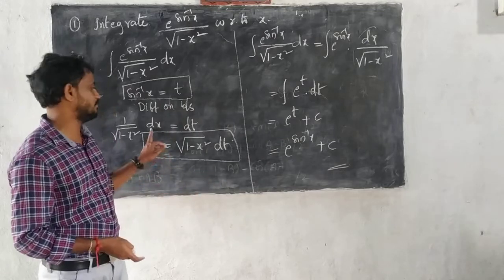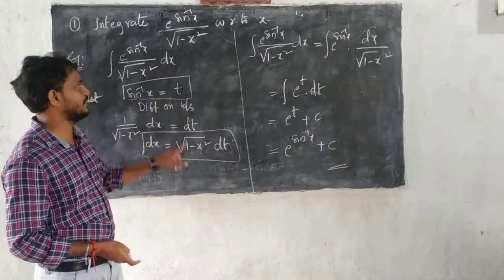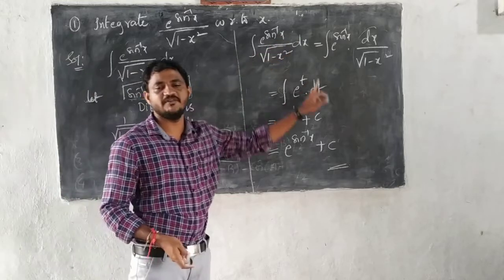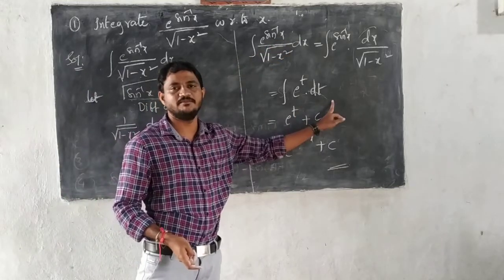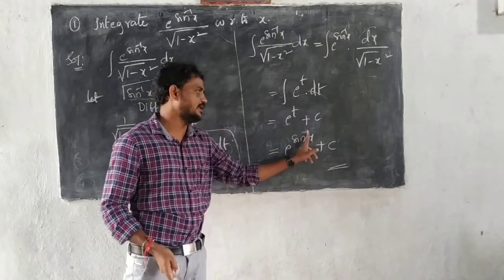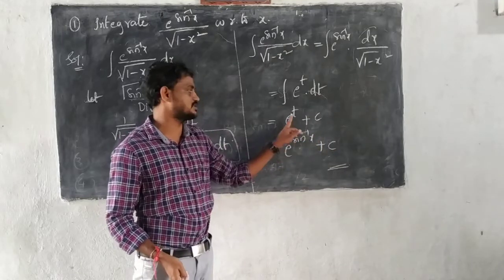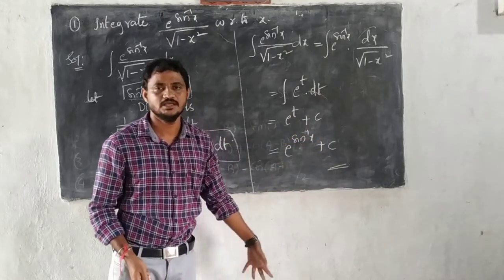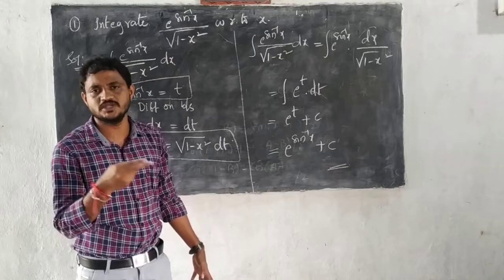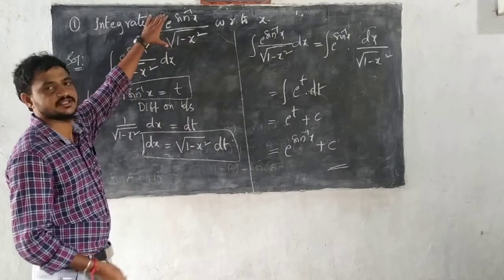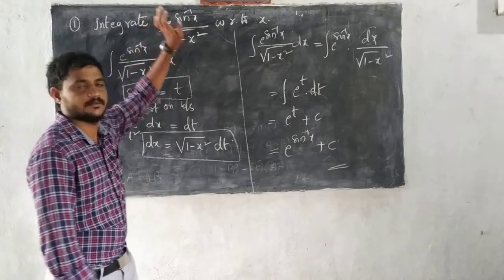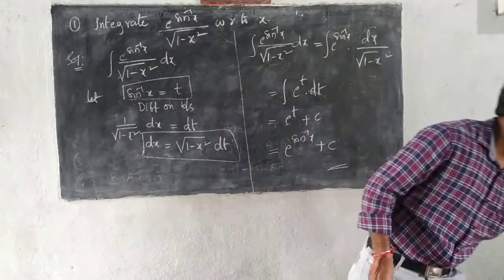So you will get this. Then substitute these two values in the given function and, simplifying, you will get the standard form. After integrating, write the constant of integration, then substitute the t value. Okay. So this is the way of finding the solution for these types of integrals. Clear? Okay. Let us discuss one more problem.